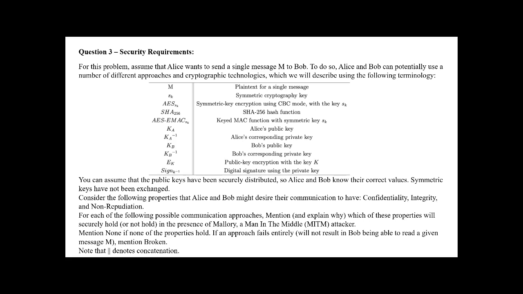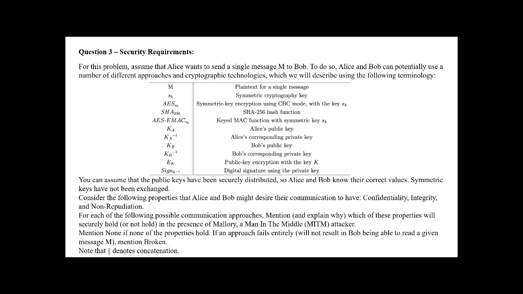Okay, so let's give a quick reminder about confidentiality, integrity, and non-repudiation. Confidentiality here is satisfied when we are sure that no one is able to read the message but Alice and Bob. So no one should be able to intercept and read the message. If no one is able to read the message, then we are sure that it is confidential.